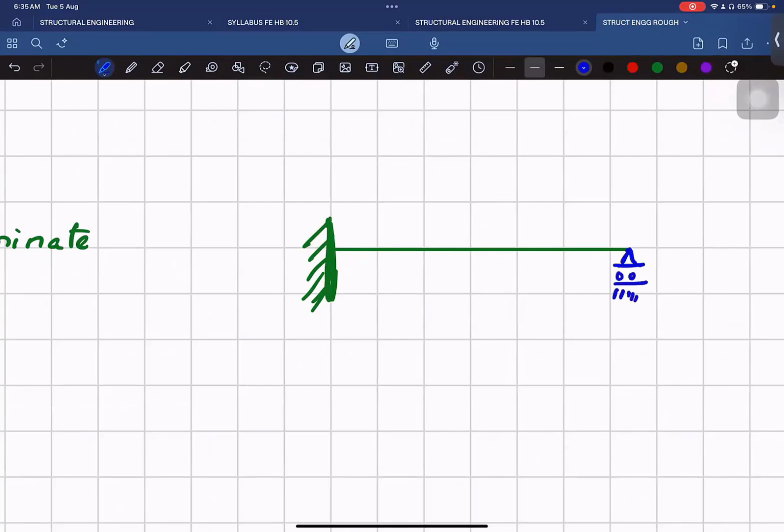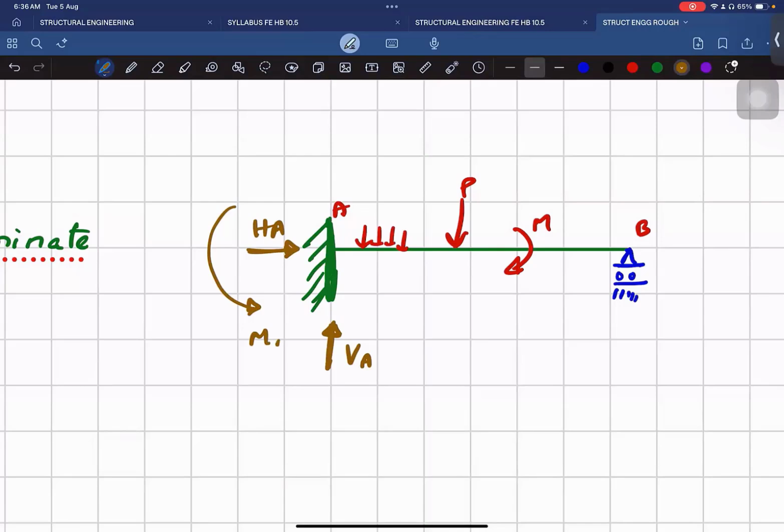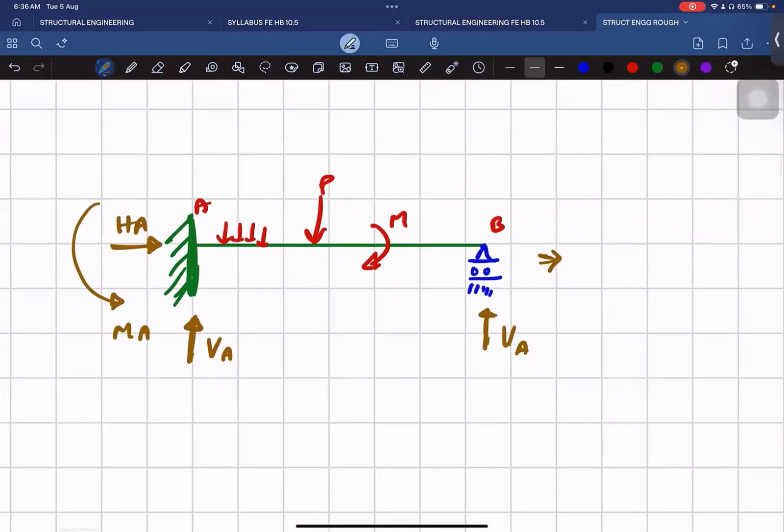Now, if this is my propped cantilever beam and I apply some loads like a point load, it can even be a moment or a uniformly distributed load. Guys, tell me what are the reactions at A and B? A has 3: vertical reaction, horizontal reaction, and moment at A. B is 1. Someone said 2, but there will be only 1. So the total number of reactions, how many? 4.